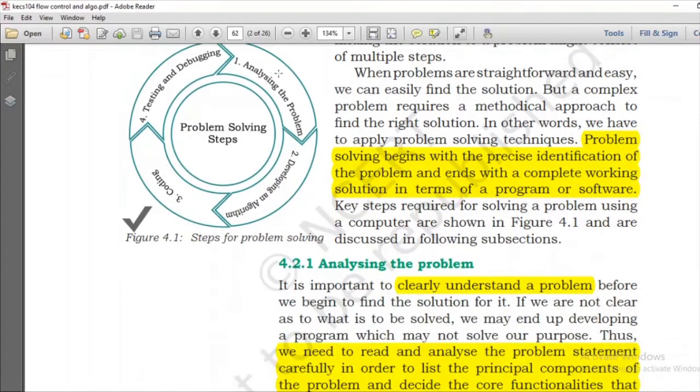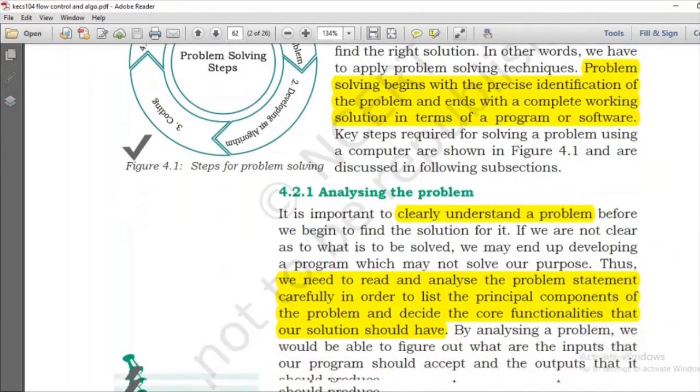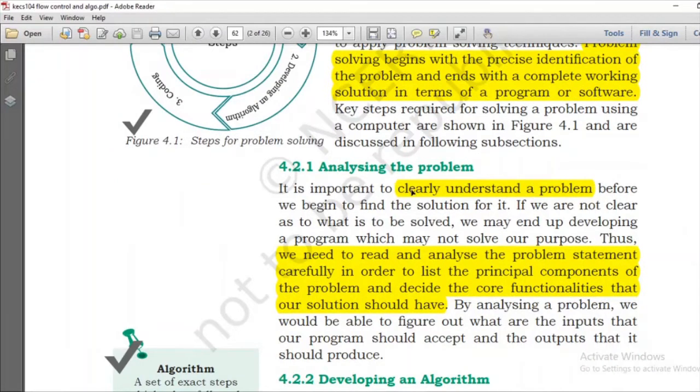So now we are going to study these 4 steps one by one. First is analyzing the problem. Now what do you mean by analyzing the problem? Means clearly understanding a problem. Okay, I am reading just the highlighted part, but that does not mean that you don't need to read the complete chapter. आपको पूरा chapter read करना है, and ये मैं highlighted points आपको बता रही हूँ because I have to complete this chapter in a limited period of time. But all students need to read the complete chapter.